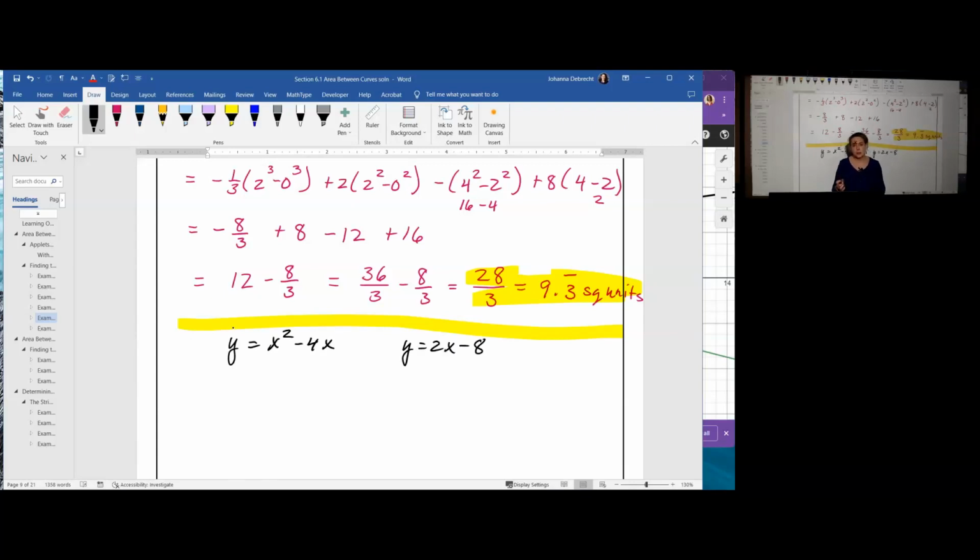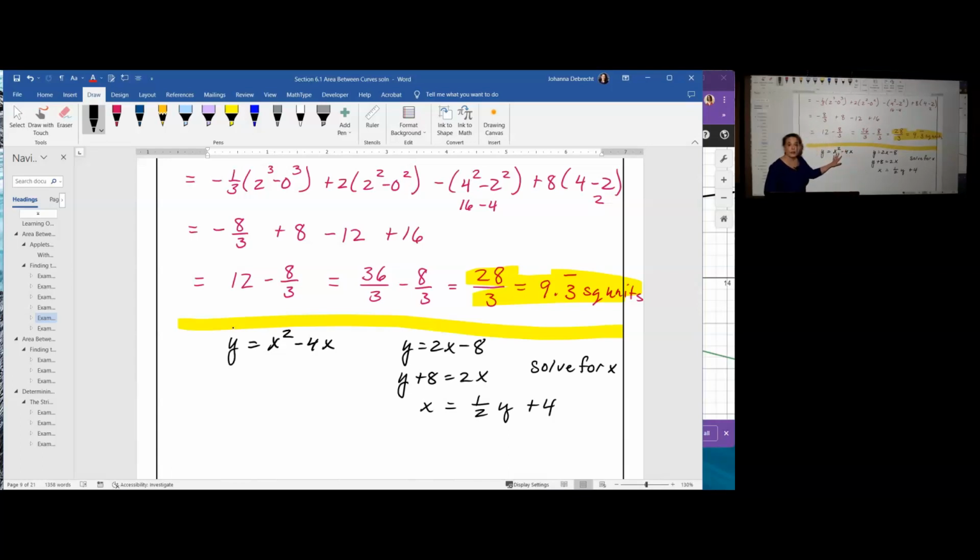The line is relatively simple to rewrite as x in terms of y. It simply means that we're going to solve for x. To solve for x, I would move the 8 by adding it, and then I would divide by 2. This gives me that x is equal to 1/2 y plus 4. This would be relatively straightforward. The other function is not easy and not straightforward.